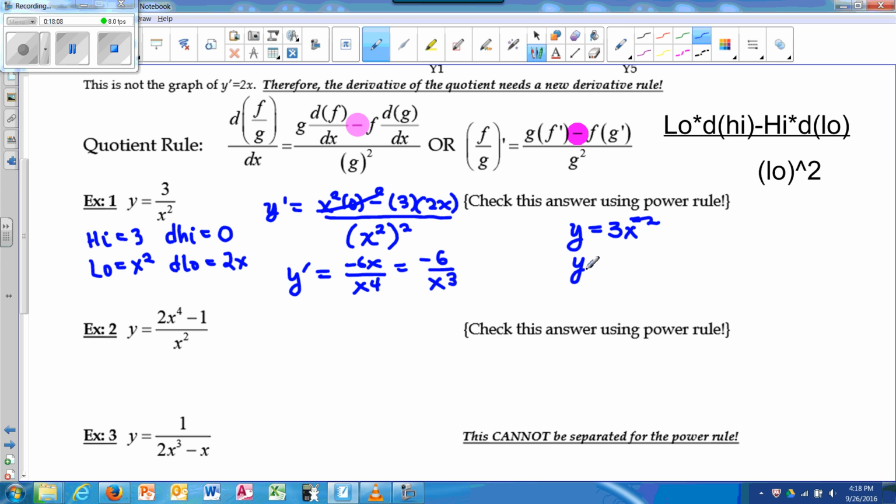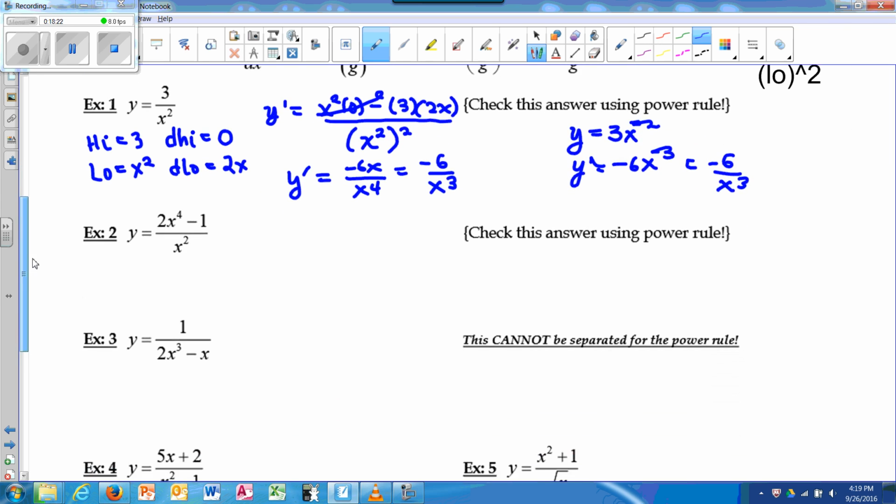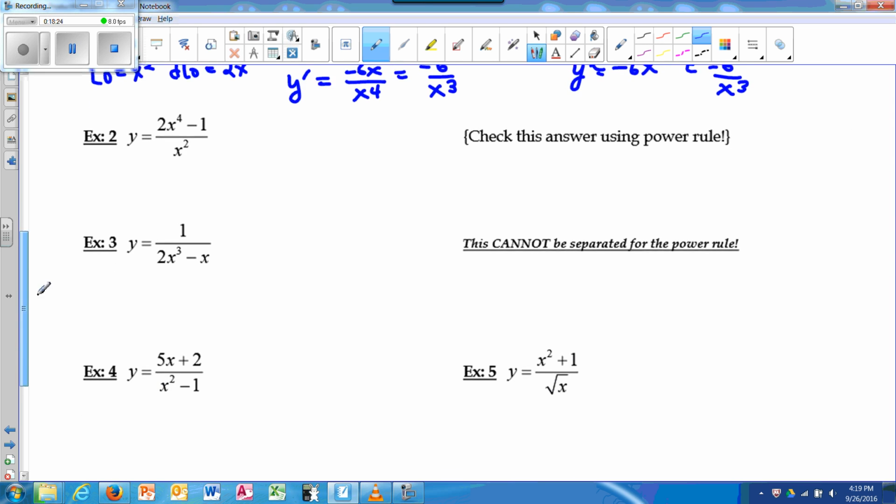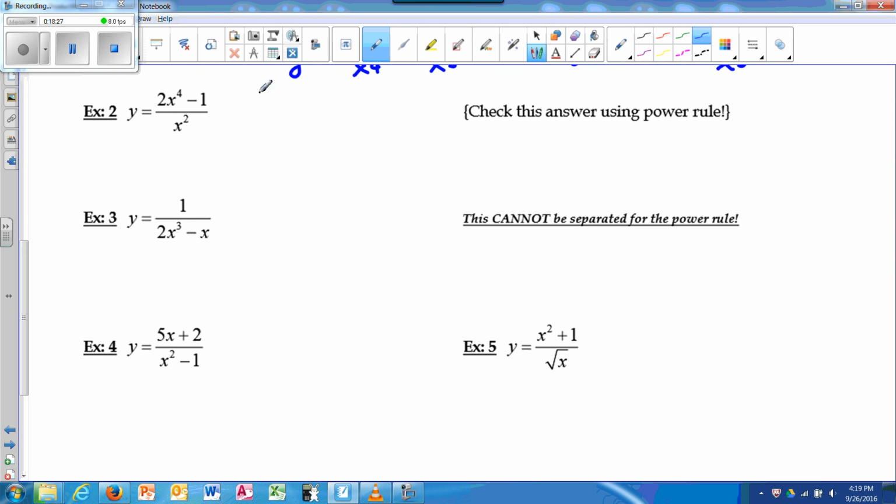Now, we could have done this one by rewriting it and using the power rule. And sometimes that's better than using the quotient rule. My derivative then would be negative 6x to the negative 3, which is equivalent to the answer we got using the quotient rule. So if you can simplify out the rational function, it's always going to be easier to do that than the quotient rule.